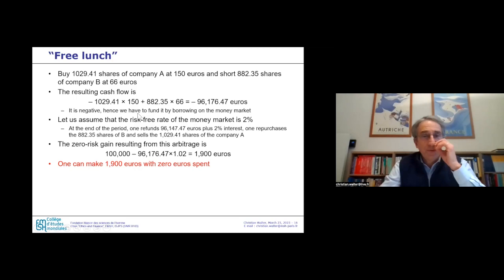The risk-free rate is 2%. At the end of the period, one refunds this amount plus 2% interest. One repurchases the shares of B and sells the shares of company A, and the zero risk gain resulting from this arbitrage is exactly 1,900 euros. To be clearer, that means that it's possible to make 1,900 euros with zero euro spent. And it is exactly what is called a free lunch.